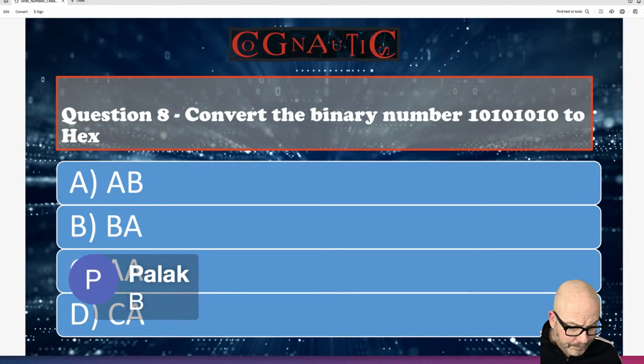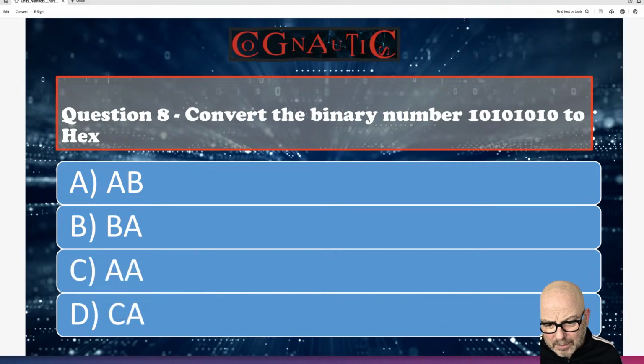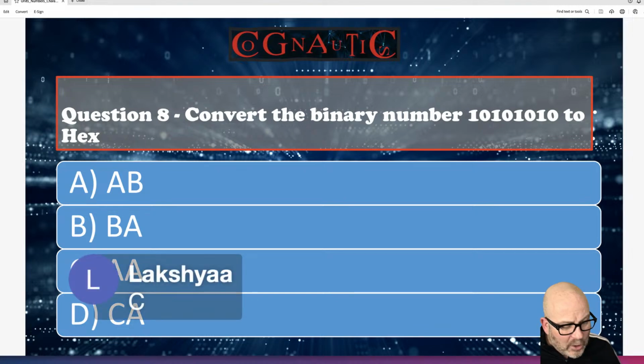You are all doing really well. Okay, so what do we think about this one? Convert the binary number 10101010 to hex. What is it? So think about how you might go about this. You're going to think about 2 nibble tables, 1010, 1010. How can you convert that to... Lakshaya's come in really quickly with C there. That is impressive. Quick maths. So we've got C for that.